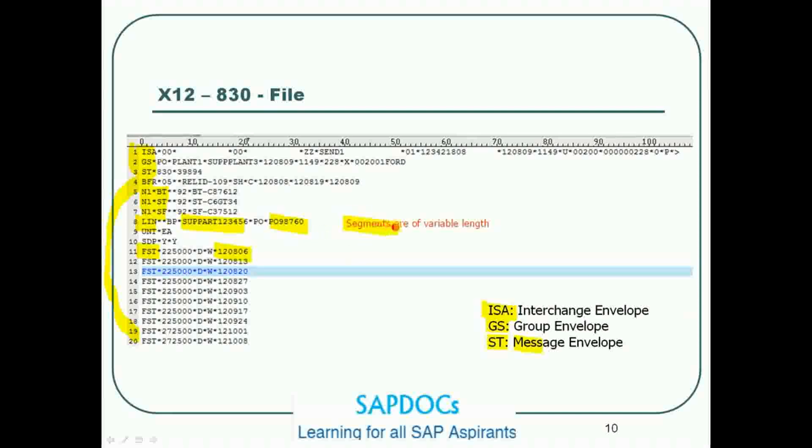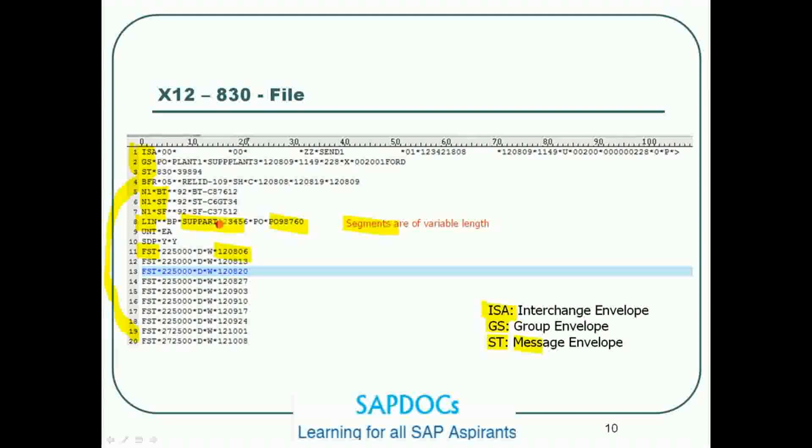Segments in an X12 file are of variable length. As you can see, BFR goes to 42 characters. You can see from here, 42 characters. N1 goes to, let's say, 19 characters. So the segments in the file are variable.